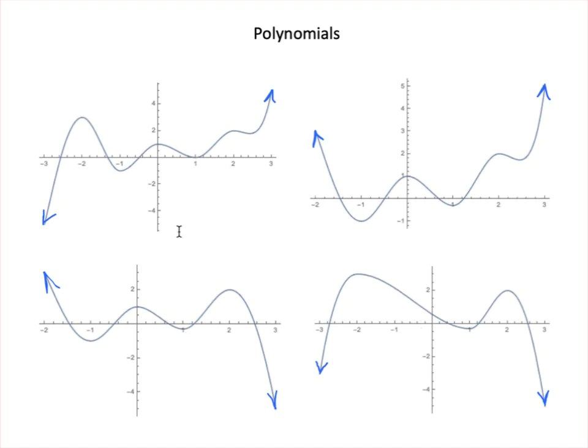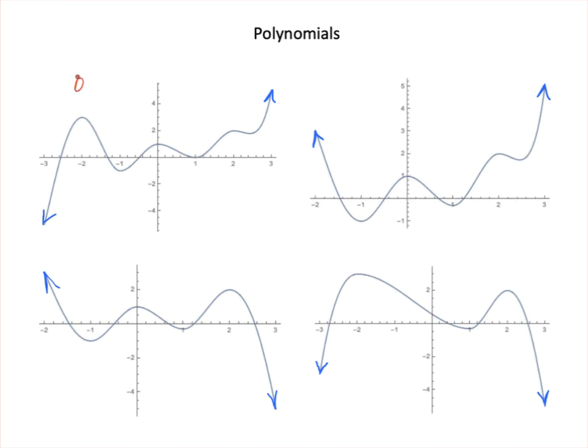So these are polynomials. See, these arrows indicate that this keeps going up forever. Here it goes down forever. So the ones that go up on one side and down on the other side, these polynomials have odd degree.